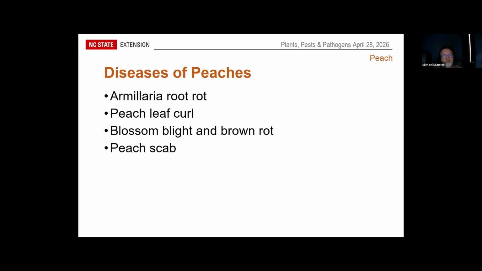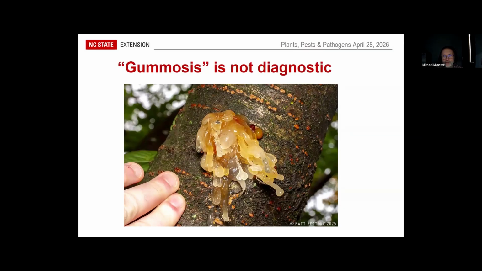I just want to highlight 4 different diseases: armillaria root rot, peach leaf curl, blossom blight and brown rot, and peach scab. So to start though, I do want to say that gummosis as a symptom, here's a picture that Matt provided me, a really pretty dramatic version of it, but that's a response of Prunus species to different kinds of problems. So just because you see gummosis doesn't mean you have a diagnosis in hand. You got to do a little bit more digging, usually literally, to figure out what the problem is behind it.